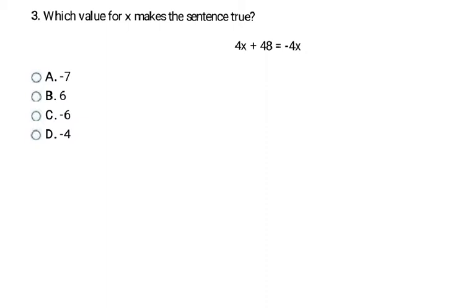Now this next equation is a little bit different than the other ones we've looked at. Here we have, instead of this part being equal to a number, it's equal to an x term. So now we have two x terms. So we need to combine those two like terms before we continue solving.